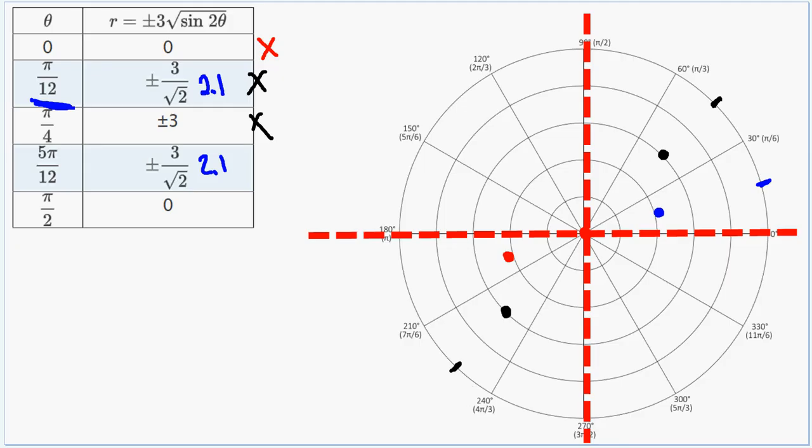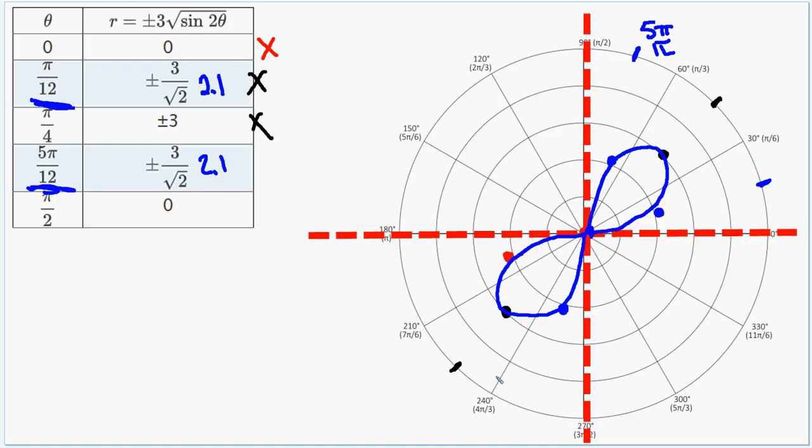And then finally, I'll go back to blue ink. 5 pi over 12 is just under a half pi. So we're right here, 5 pi over 12. And we're going to go 2.1 units, positive. 1, 2, 0.1, just a little bit over that line. And again, the symmetry would take us across the origin and right here. And there's all the dots that we need. Our first flower petal will be here in quadrant 1, like so. And our next one will be down here in quadrant 3.